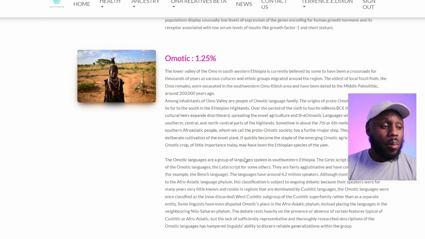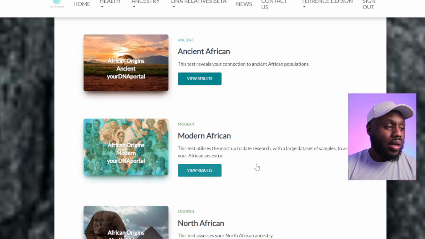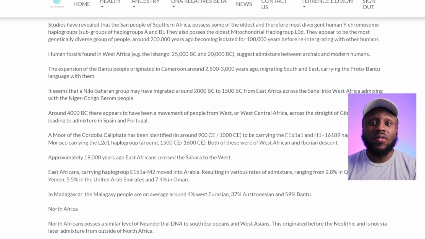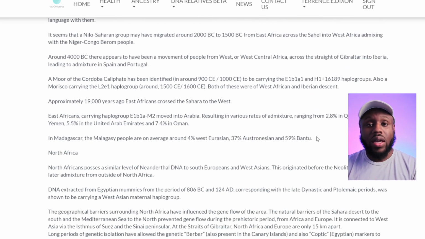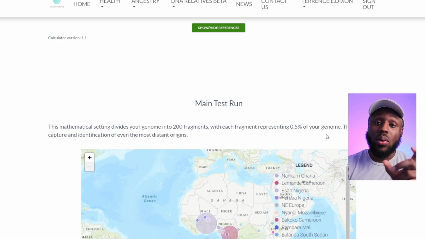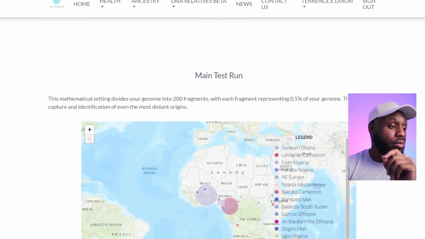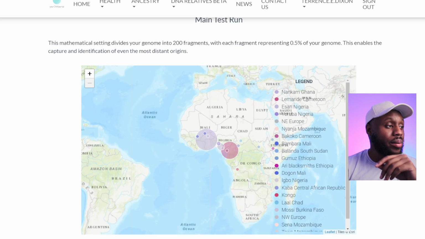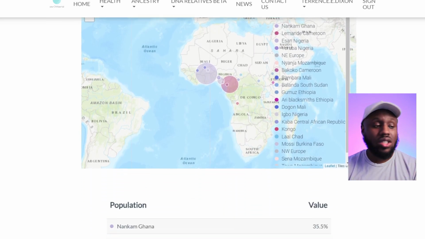Now let's take a look at the modern African test. Now with the modern African test, this is broken down into three different tests. And just like the ancient African, where it broke down the genome into different fragments, these are smaller fragments that they're going to break these genomes down into. So instead of 2,000, this first run is breaking the genome into 200 fragments. And each fragment represents 0.5% of our genome. And this enables us to capture identifications of even the most distant origins.